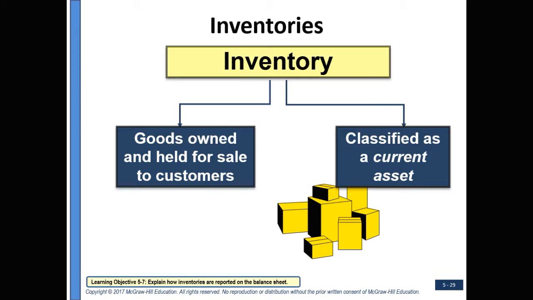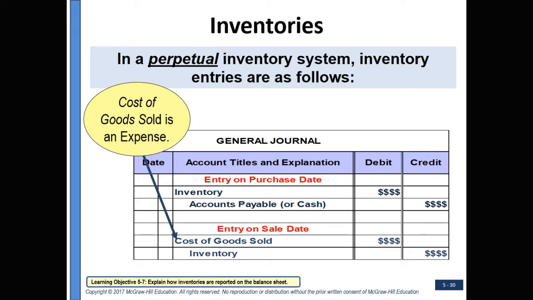With inventory, there are two different types of inventory systems. There is what we call the perpetual inventory system. This should be reviewed because you have covered this information before. In the perpetual inventory system, inventory purchases and sales are recorded in this manner.